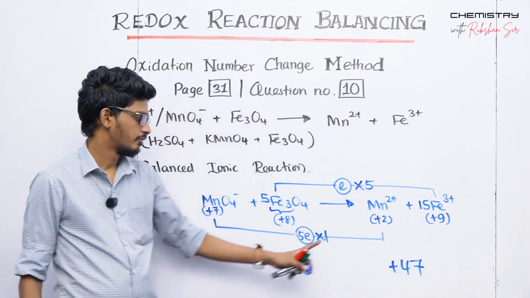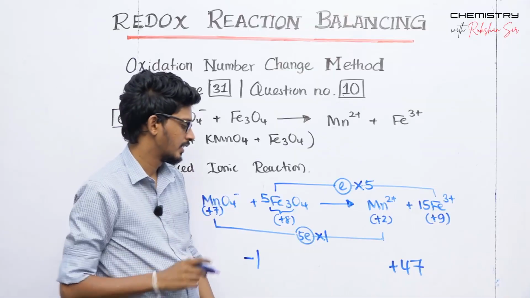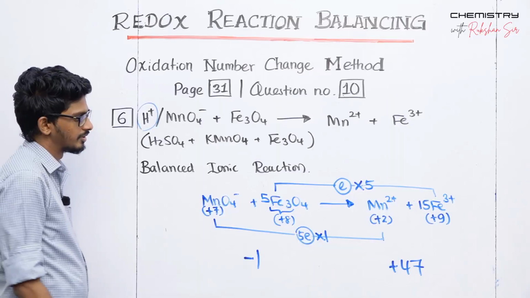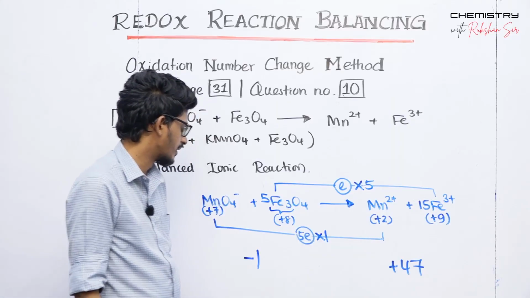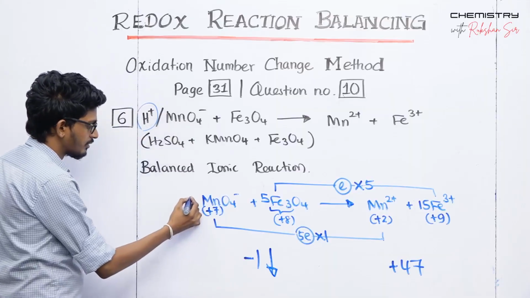So altogether 48 units of difference. You need to use 48 H pluses as the medium is acidic. 48 H pluses should be used, and H plus should be added to the side with this positive nature. That is this side, right? So 48 H pluses should be added here.